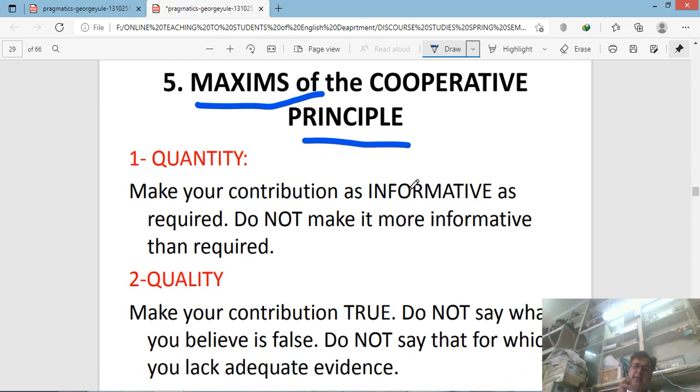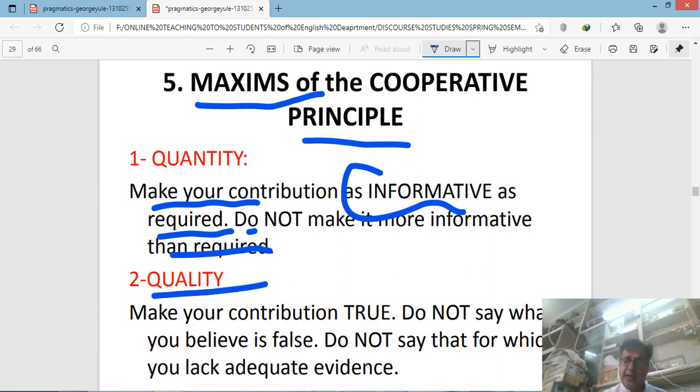The first maxim. What does it mean? He says that your conversation, your talking, has to be limited. This is the quantity maxim. You have to make your contribution as informative as required, not more than that. You should not say extra things, only what is required. Do not make it more informative than required. You should not give much information, only the limited.